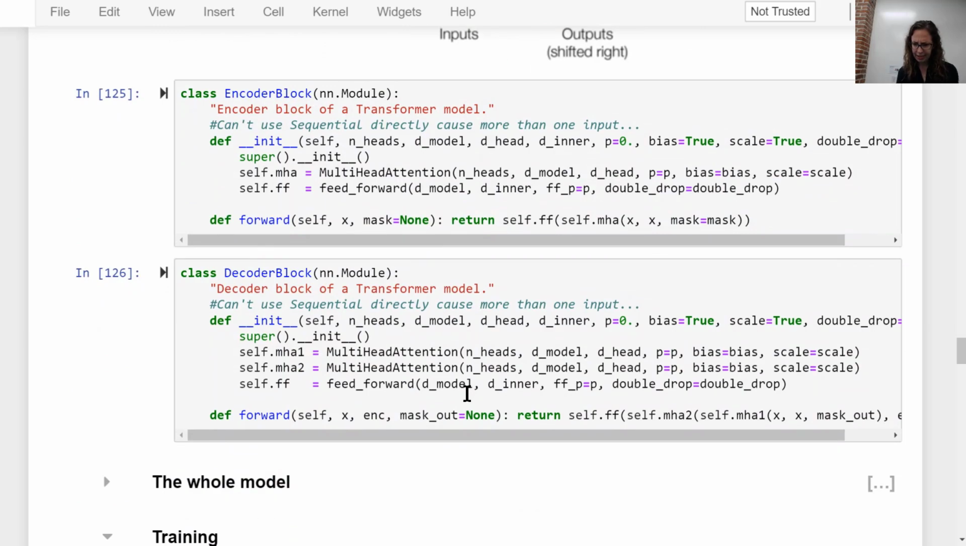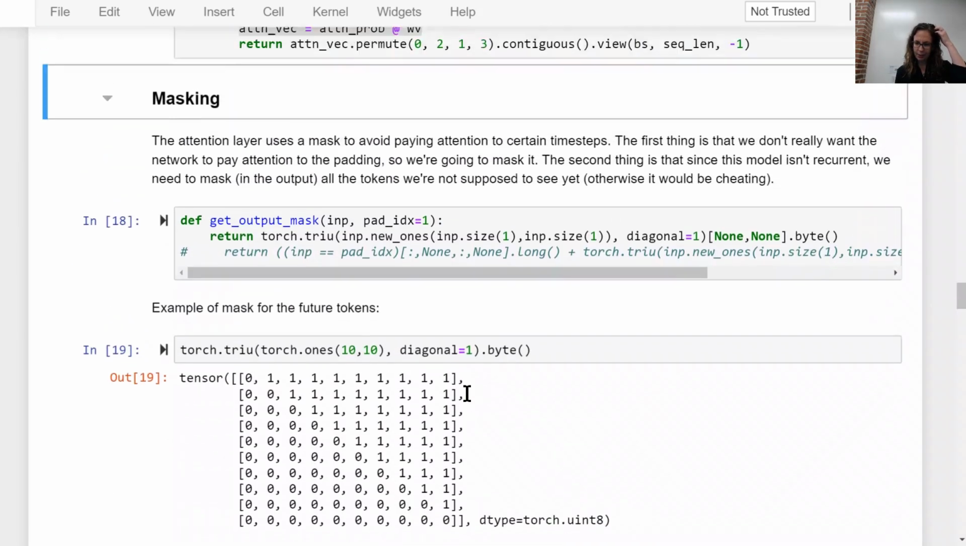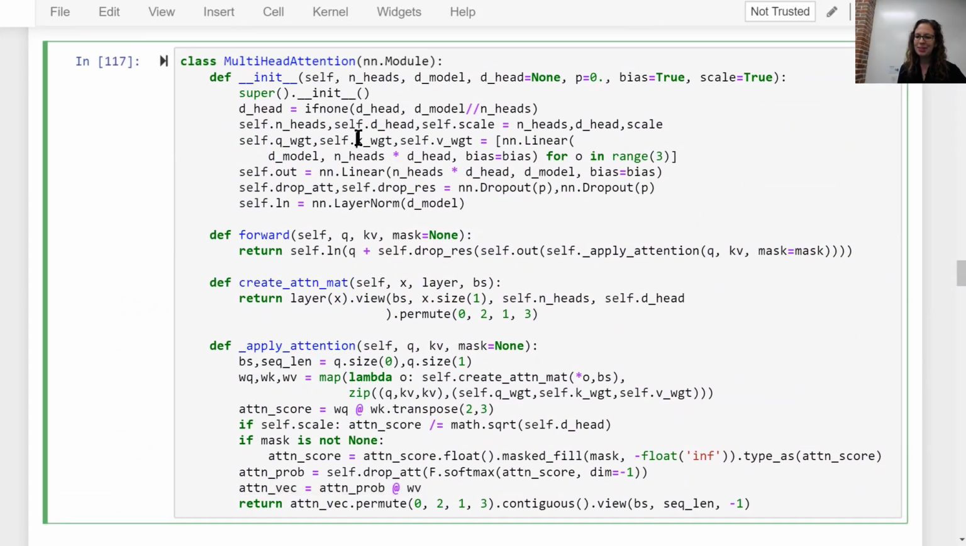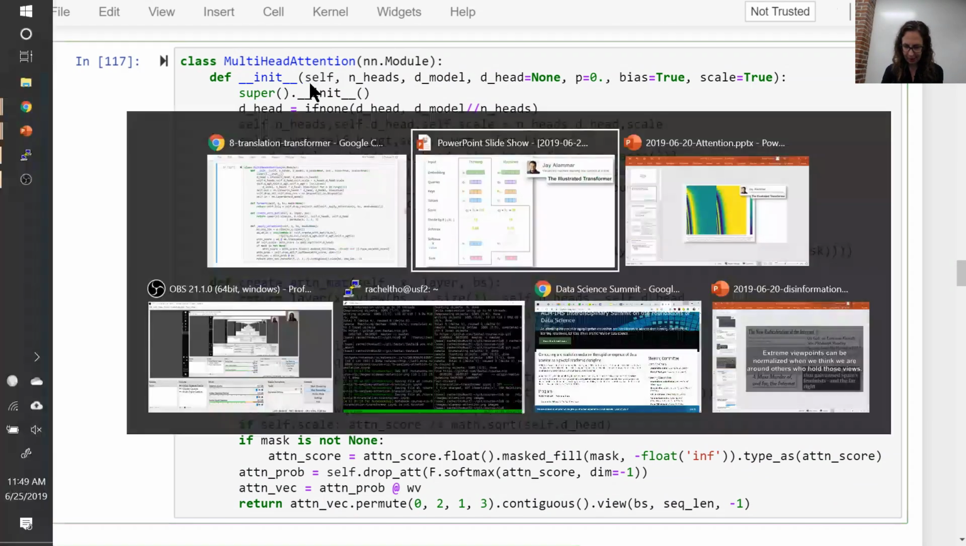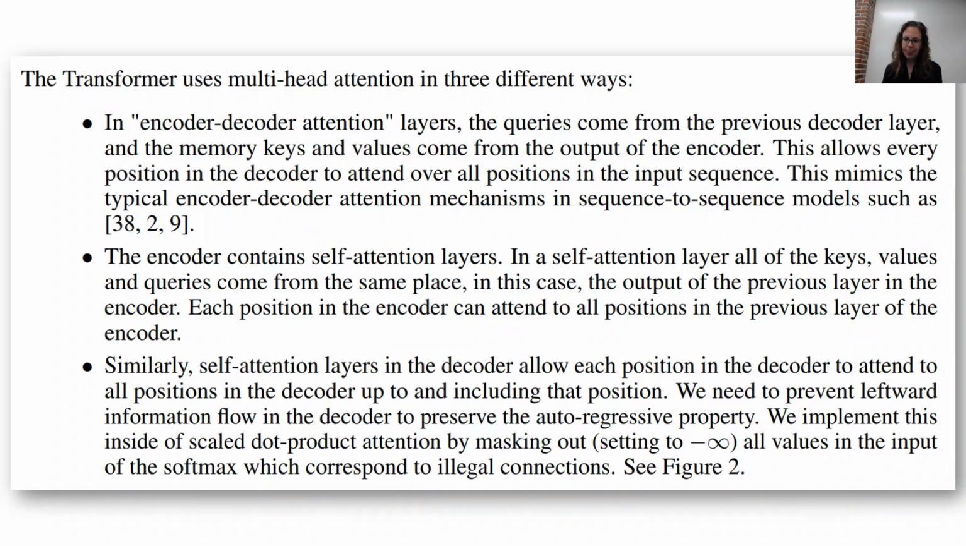Then, getting to the encoder and decoder block. Up here, again, this was just the definition of multi-head attention. But as the paper says, and I took a quote from the paper, the transformer uses multi-head attention in 3 different ways.